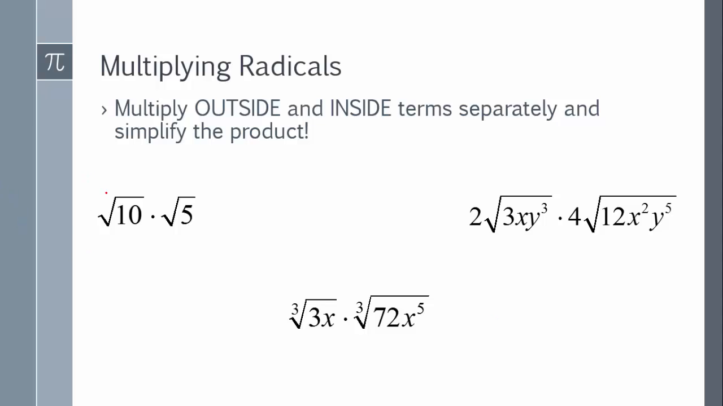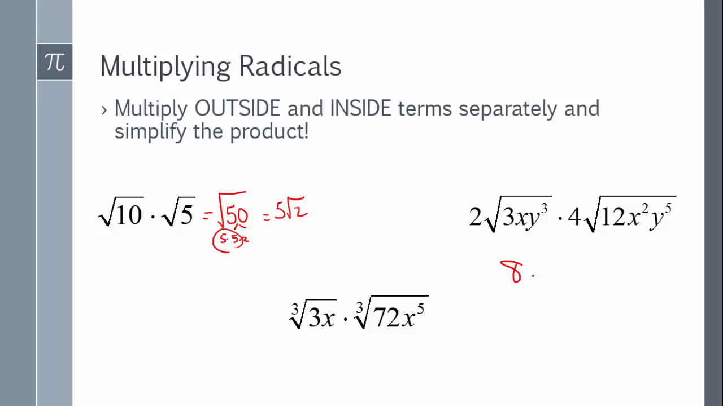So for this first problem, root 10 times root 5, we simply multiply 10 and 5 and we get 50, and now we're just left with breaking down the square root of 50. So the square root of 50, it's going to be 5 times 2, so the pair of 5s come out and the 2 stays in. Okay?